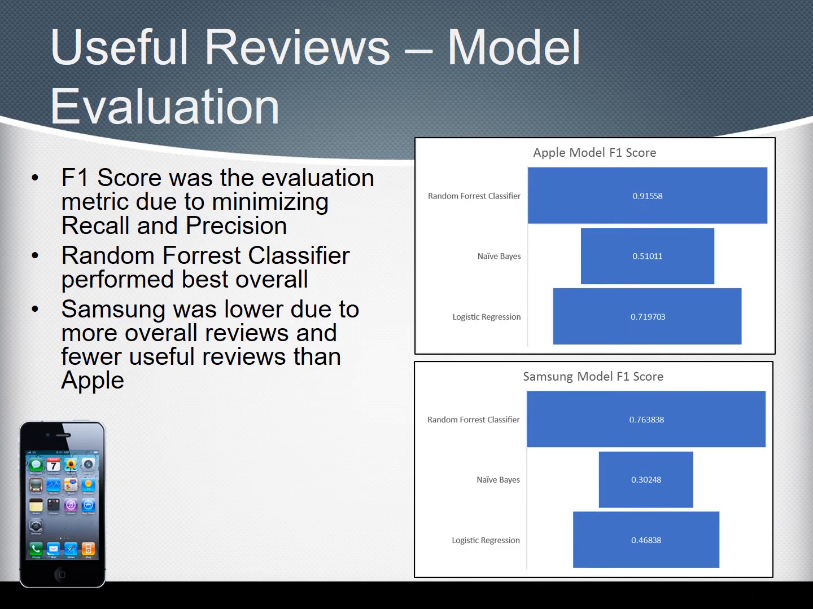The metric we used to compare and evaluate the models was the F1 score. The F1 score is the harmonic mean of the recall and precision of a confusion matrix. Among the 3 classification models evaluated between the 2 subsets, the random forest classifier performed the best. The Apple subset's F1 score was significantly higher than the Samsung subset score. We believe this is due to the Samsung subset having more overall reviews and fewer target reviews than the Apple subset.